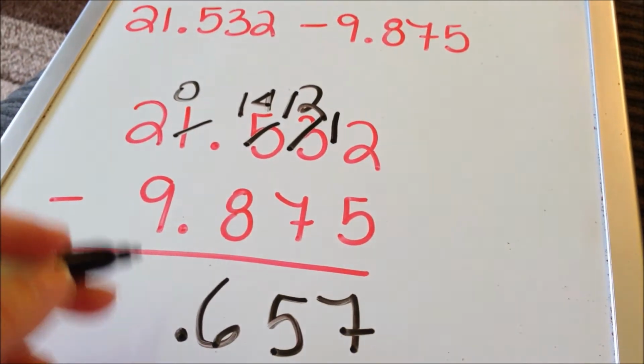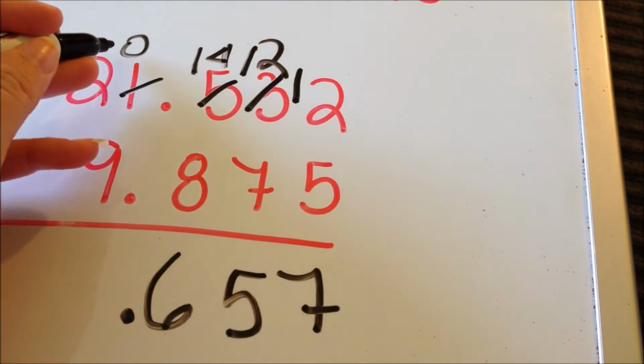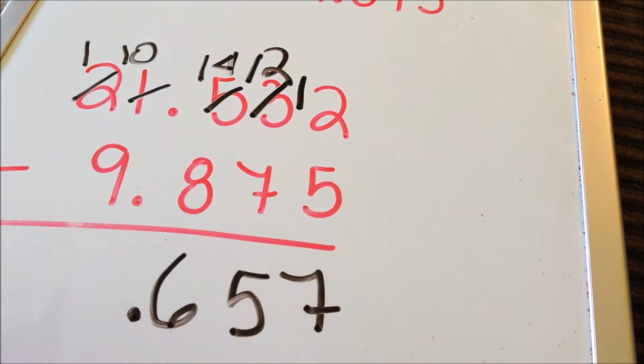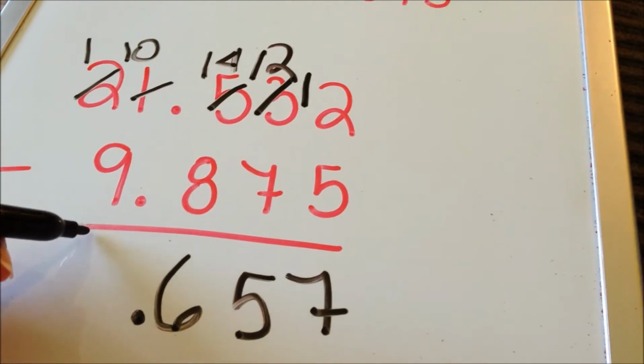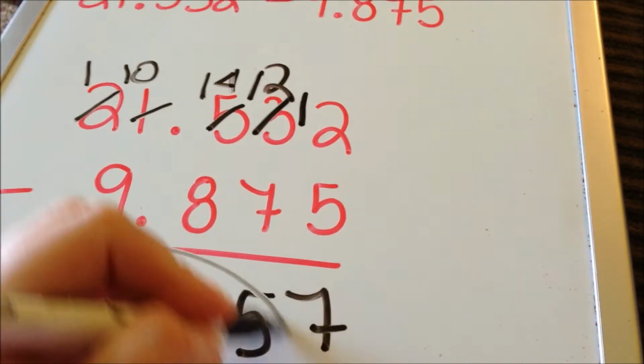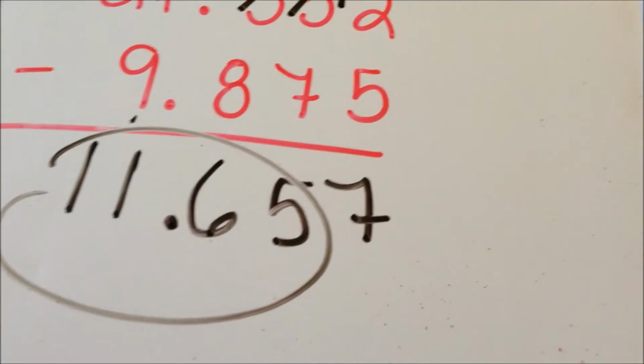It lines up vertically. 0 minus 9 doesn't work, so 0 becomes 10, and we're going to borrow, so the 2 becomes a 1. 10 minus 9 equals 1, and then we have a 1 left over. So our final answer is 11.657.